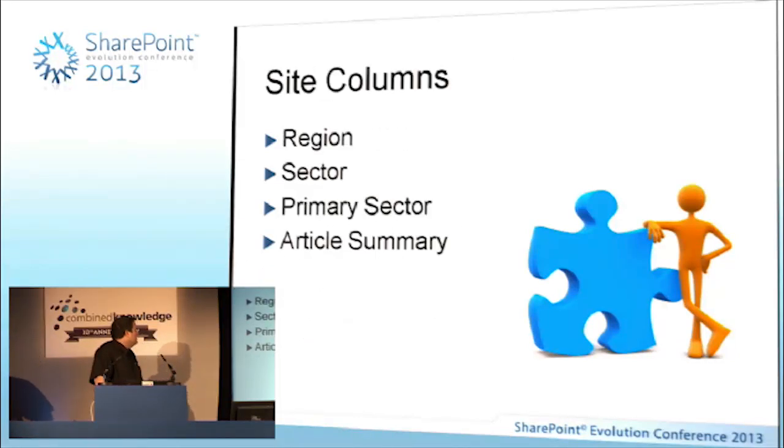So for our particular solution, we needed 4 site columns. So we wanted region, sector, and primary sector. Now, this part of the solution, we're only dealing with region, and that's really to control our icon. And the article summary is our short summary text that we're displaying. Sector and primary sector were used for other parts of the website where they wanted to roll up news specific to a financial or pharmaceuticals, that sort of area. But the same techniques apply.